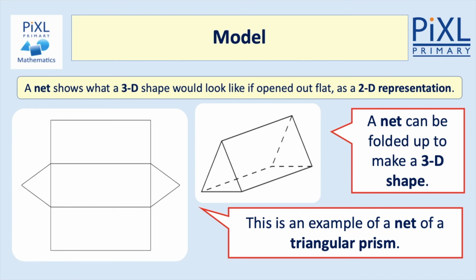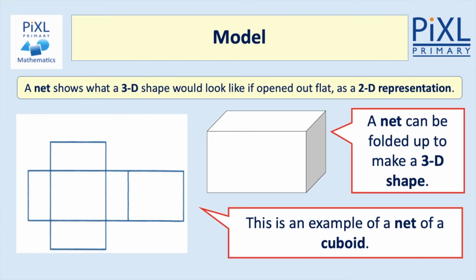This is an example of a net of a triangular prism. So again, if you had the middle rectangle as the base, you would fold up the top and bottom rectangle to make the sides, and then the triangles would make the other sides. If you've ever had a Toblerone or seen one, then that is an example of a triangular prism. This is an example of a net of a cuboid, and the difference between the net of a cuboid and the net of a cube is that all the faces of the cube are completely square, whereas on our cuboid we've got a mixture of squares and rectangles.